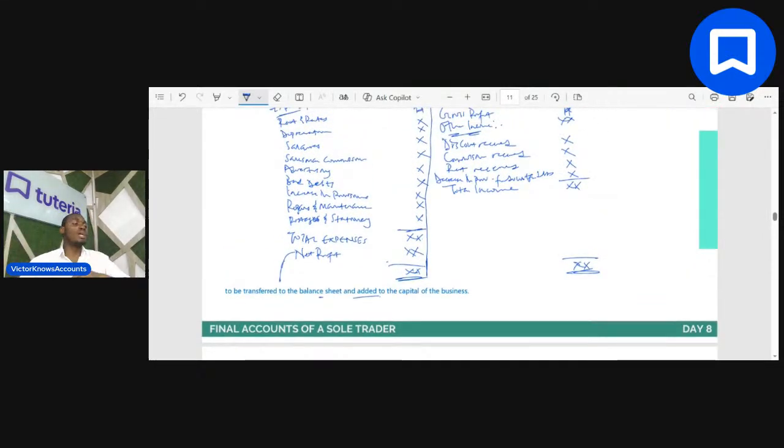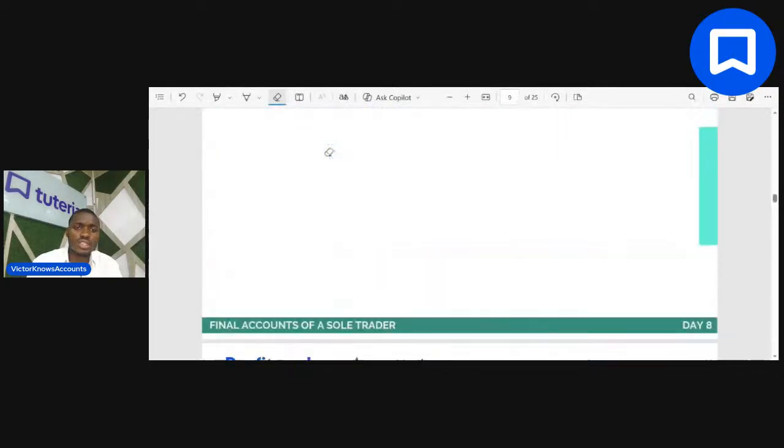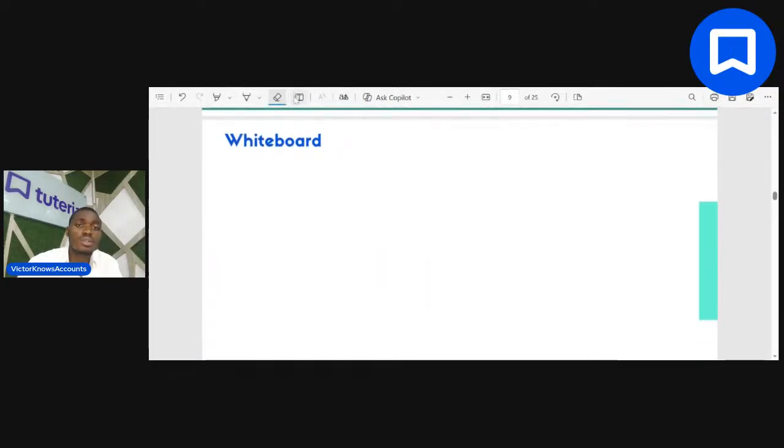So now let's move on to the balance sheet. Okay, I can give you guys a little example. Let's do this example. There is another question here. Let me use it.